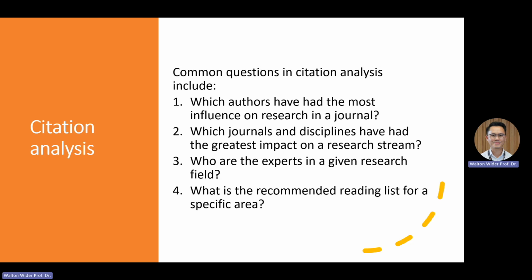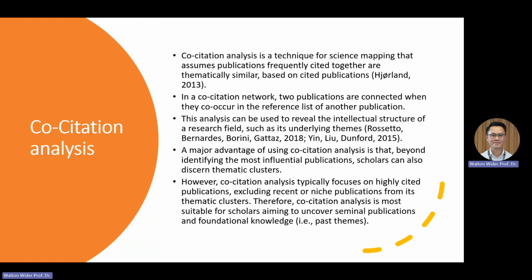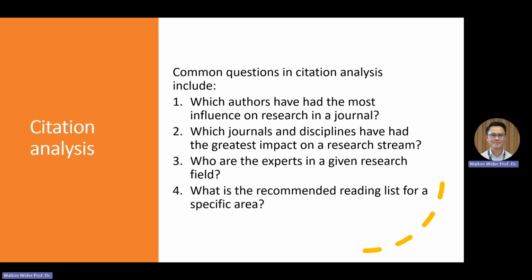You can also use the second question: which journals and disciplines have had the greatest impact? All right, here we are looking at the broader influence of the entire journal, so we can understand which ones have driven progress and innovation in certain areas. We also can see who the experts are in a given research field. And last but not least, what is the recommended reading list for specific areas? All right, so these questions aim to compile a list of key publications in the field.